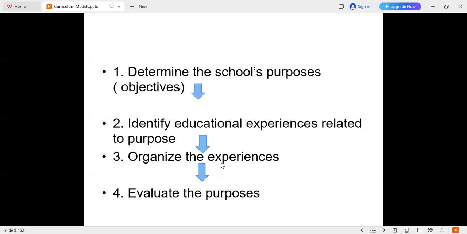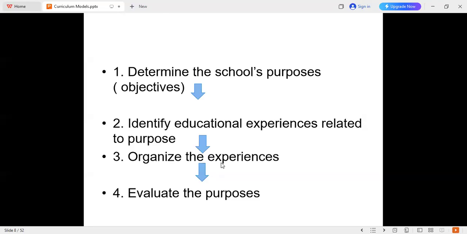First, the school's purpose, or objectives. School purpose means the school's objectives. Then they have to identify educational experiences related to the purpose in order to achieve the educational objectives. The curriculum developer should have a collection of subjects. Here, educational experiences mean, in other words, subject content.